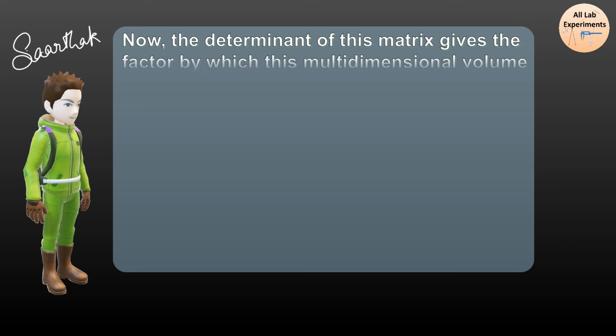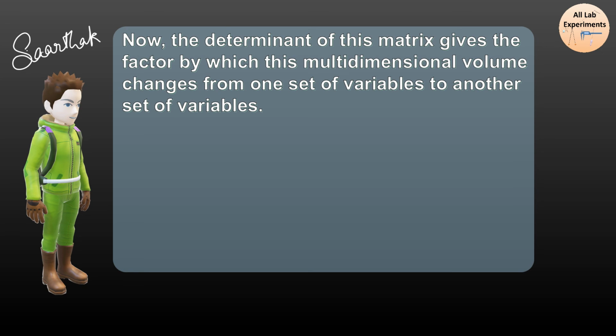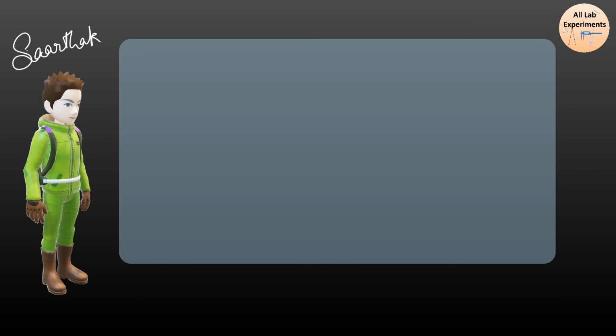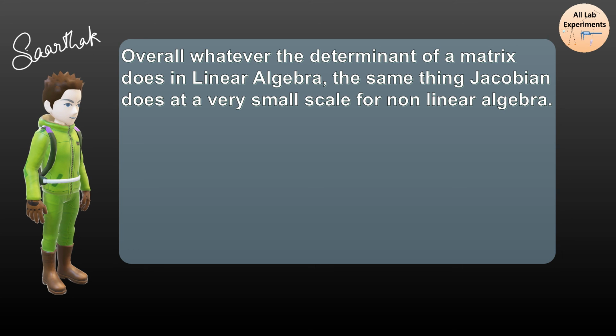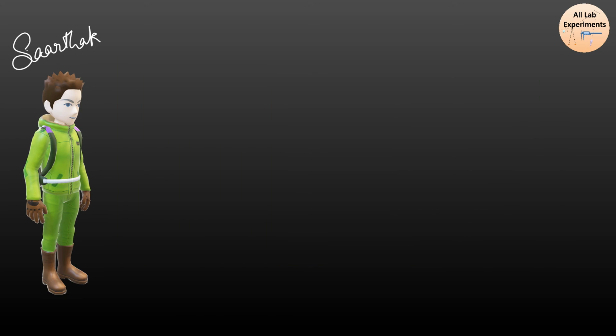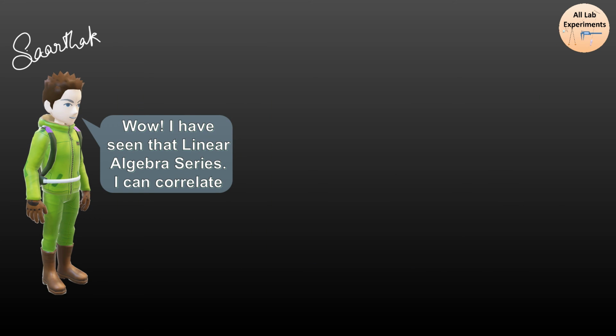Now, the determinant of this matrix gives the factor by which this multidimensional volume changes from one set of variables to another set of variables. And this magical quantity is your Jacobian. For understanding more about determinants, watch 3B1B's linear algebra series. Overall, whatever the determinant of a matrix does in linear algebra, the same thing the Jacobian does at a very small scale for non-linear cases. Wow, I have seen that linear algebra series. I can correlate. That's very nice.